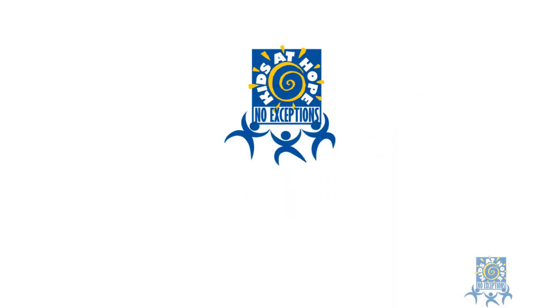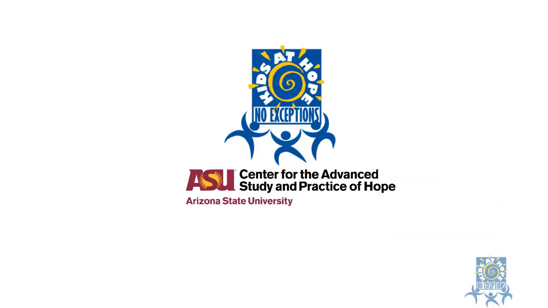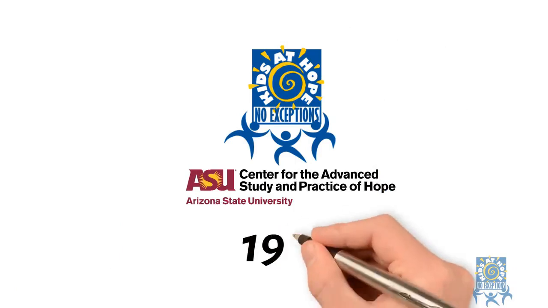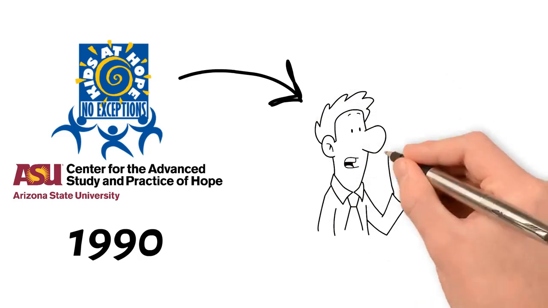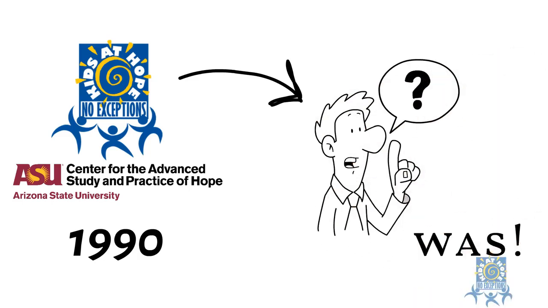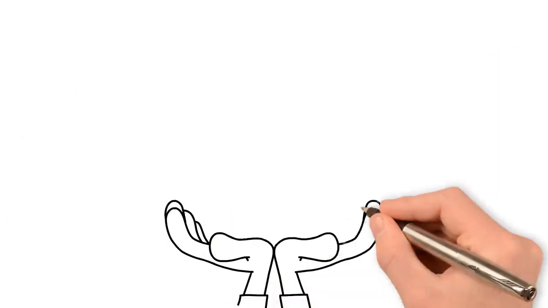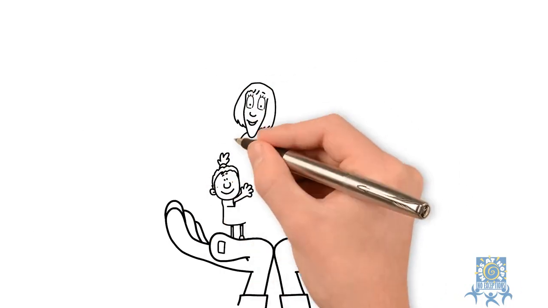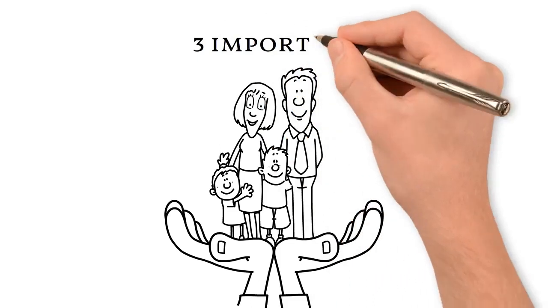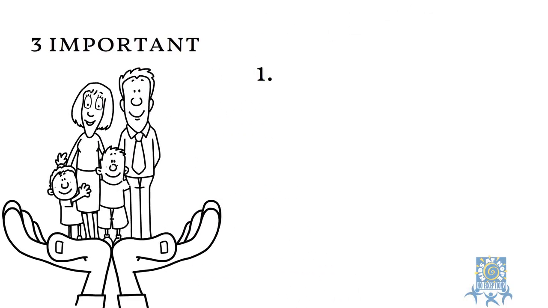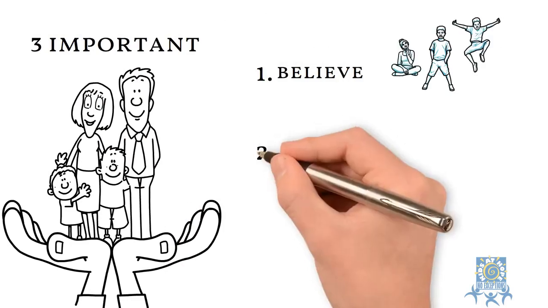Kids at Hope and Arizona State University began studying hope in the 1990s. Kids at Hope began to wonder what actually created hope, not just what it was. What was discovered was, to create hope in children as well as adults, 3 important actions needed to happen. First, we had to genuinely believe in the youth we serve.